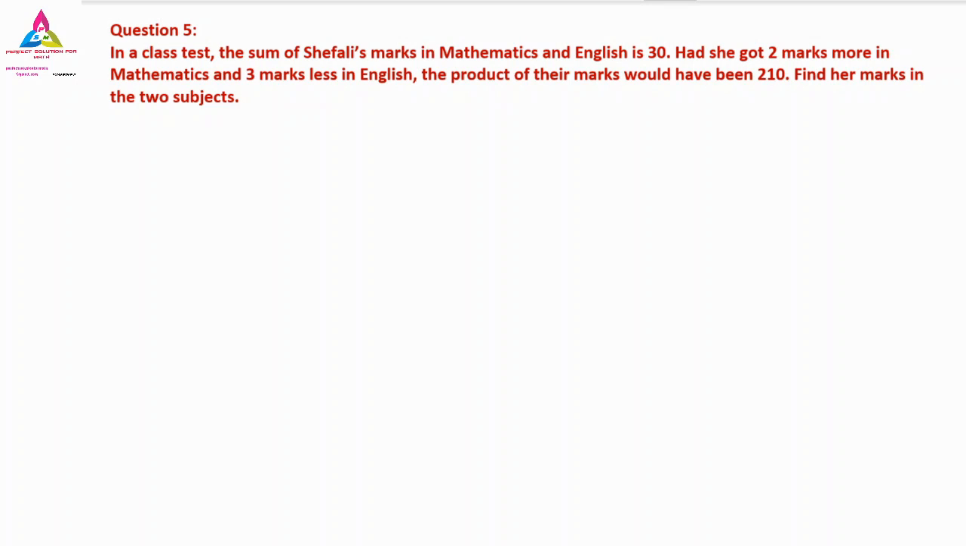So I will explain once again. In a class test, the sum of Shefali's marks in mathematics and English is 30. Had she got 2 marks more in mathematics and 3 marks less in English, the product of their marks would have been 210. Find her marks in the two subjects. This is a question they have given.